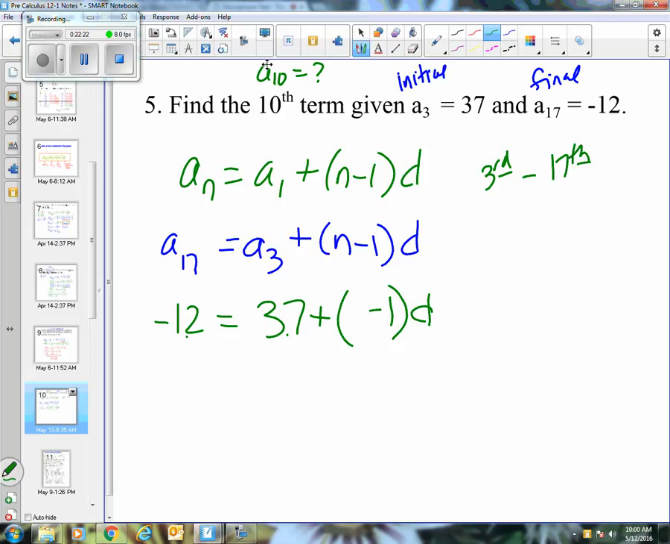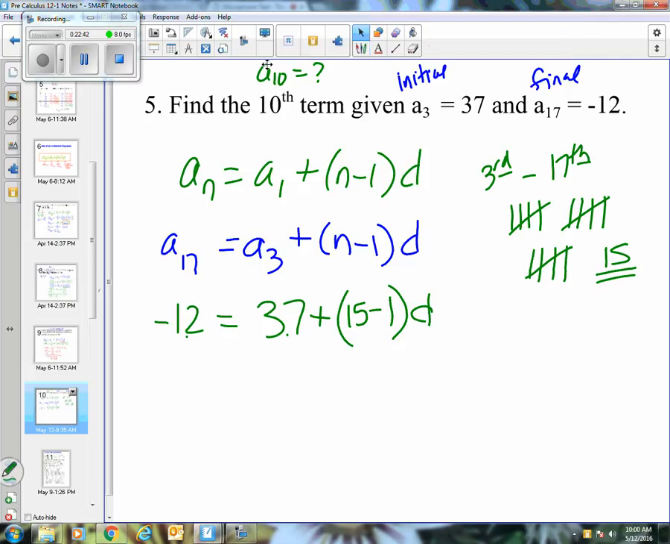If you were watching me, I'd be putting up my fingers, and I need somebody else to help me. So let's count the total number of terms. So we have 3, 4, 5, 6, 7, 8, 9, 10, 11, 12, 13, 14, 15, 16, 17. 15 terms. Now, think about what we did in our arithmetic before. There would be 14 of those common differences, but there's 15 terms. You have to include term 3 and term 17 when you make that count.